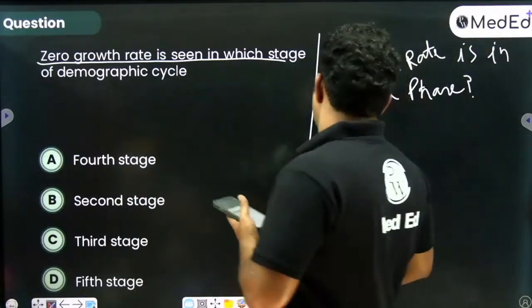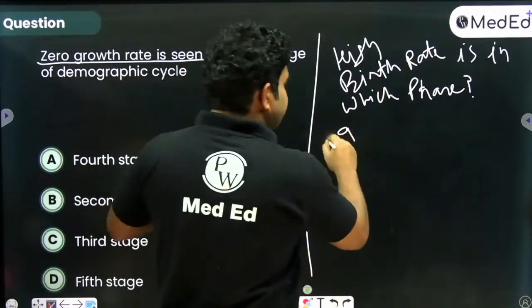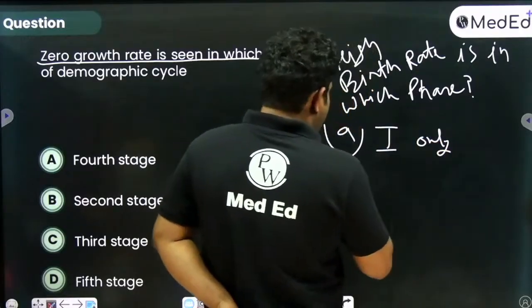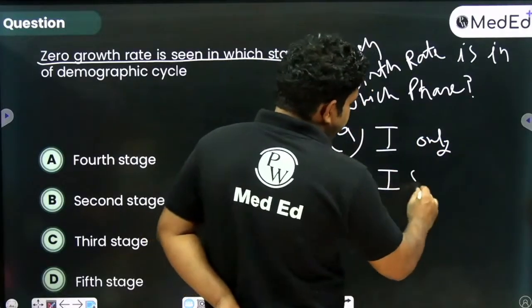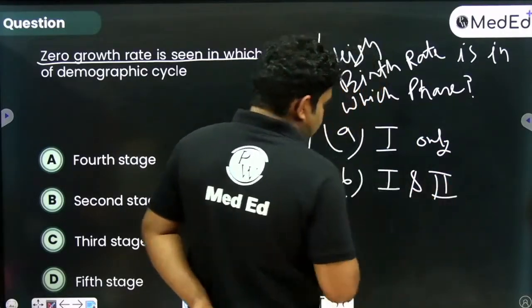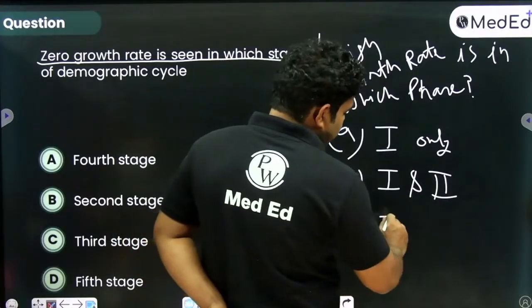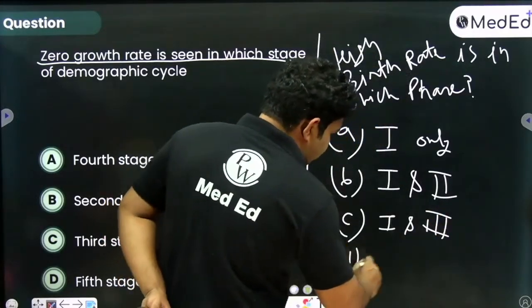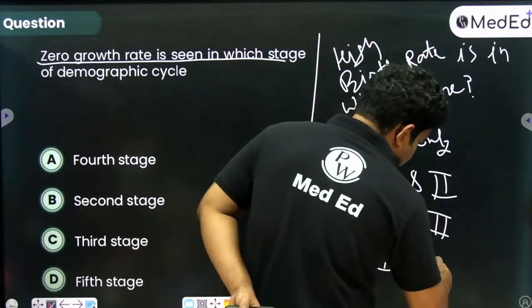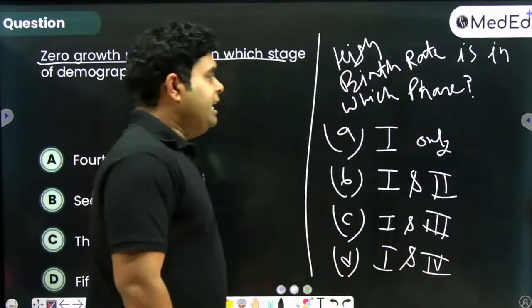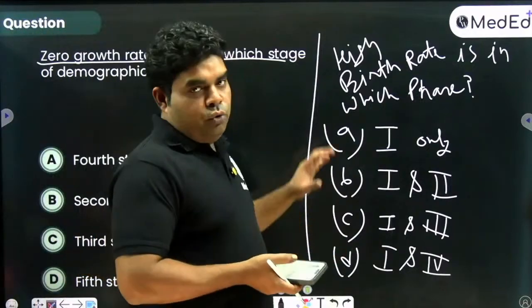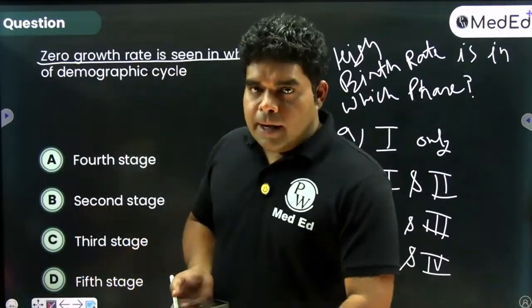Option A, high birth rate is in phase 1 only. High birth rate is in phase 1 and 2 both. High birth rate is in 1 and 3. High birth rate is in 1 and 4. Where will you find high birth rate? 1, or 1 and 2, or 1 and 3, 1 and 4? Do reply to this part also.